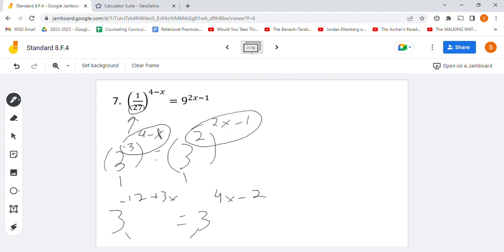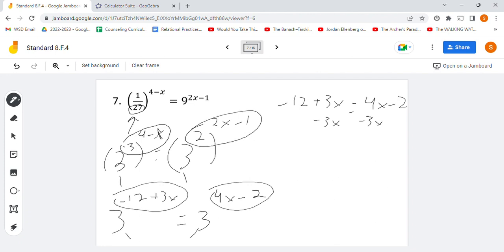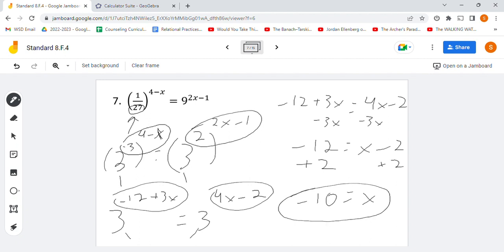Now that we have the same base, we can set these two exponents equal to each other, figure out what makes them the same. So we have negative 12 plus 3x on the left needs to be equal to 4x minus 2 on the right. And let's subtract the 3x this time onto that side, keep it positive. That'll give us negative 12 equals x minus 2. Add the 2 to both sides, and we end up with negative 10 equals x, which is our solution there. So we're done with this one.